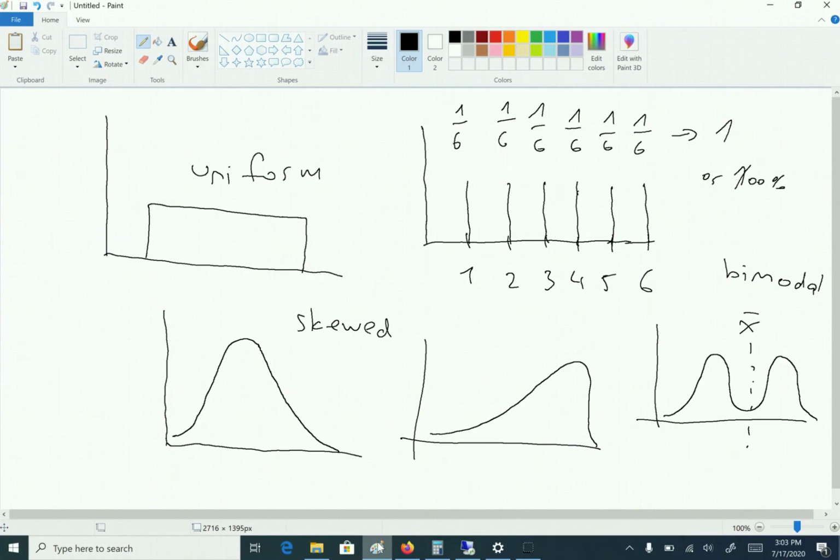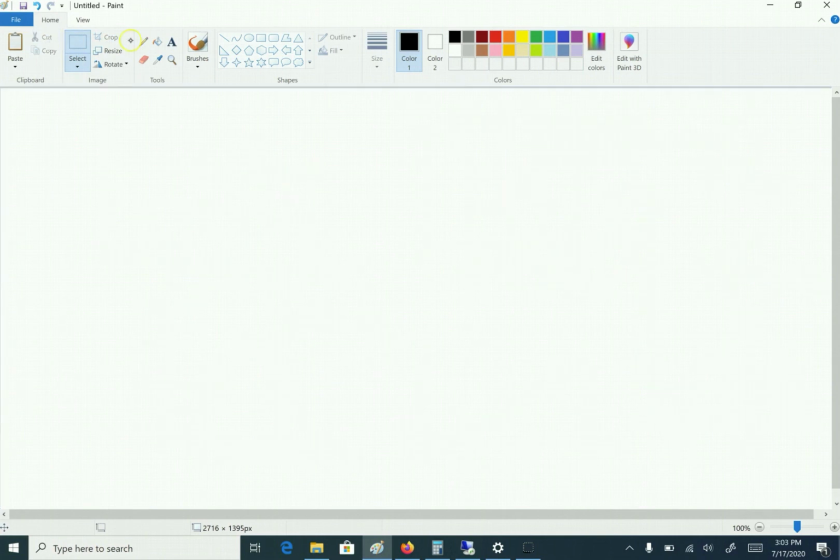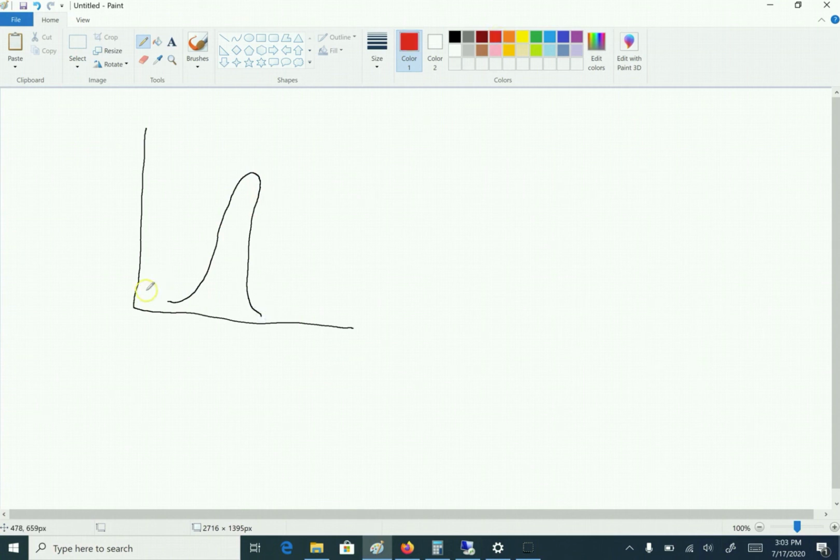And in surveying, we always want our distribution to be very narrow. That is, it should look more like this, rather than a wide distribution, something like this. Because a narrow distribution means that it has a small standard deviation, and a wide distribution means it has a high standard deviation.